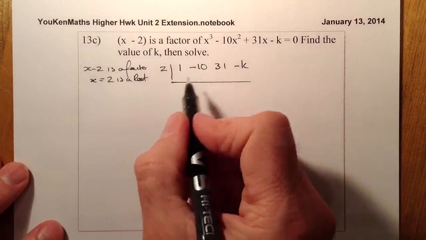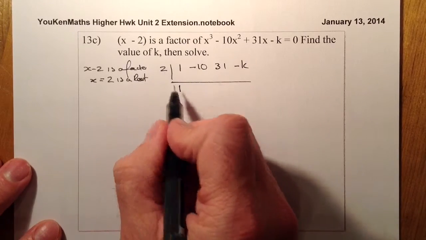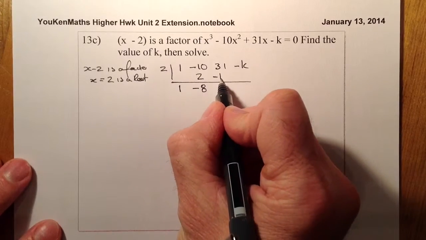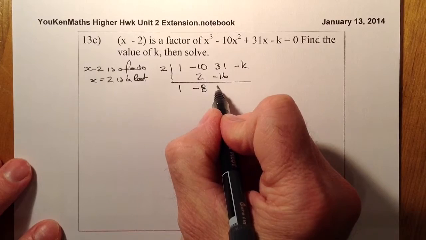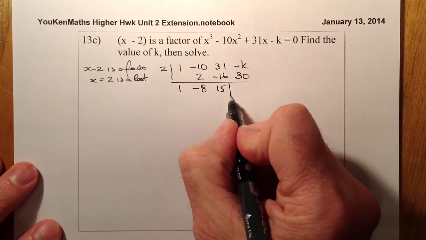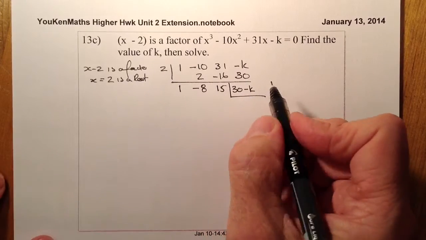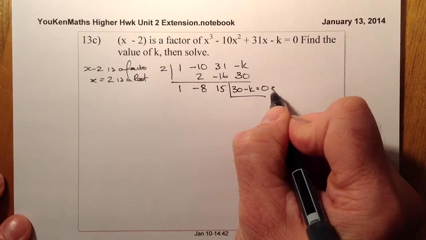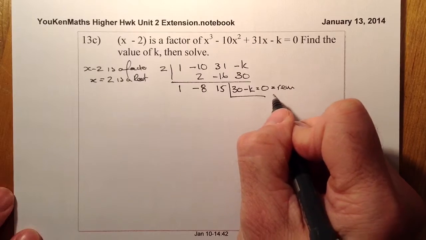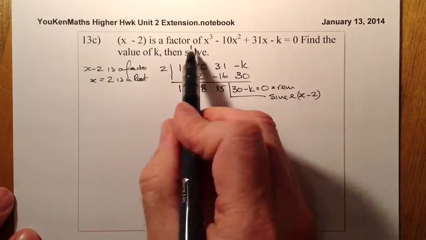I'll do the synthetic division work: bring down the 1 first of all, and then start multiplying upwards by the 2. That gives me 2 there, minus 8 when I gather them together, minus 16 multiplied up, 15 when I gather them together, and 30 in there. At the end I've got 30 minus k, and I know that equals 0, since that is the remainder and I've already said that x minus 2 is a factor.